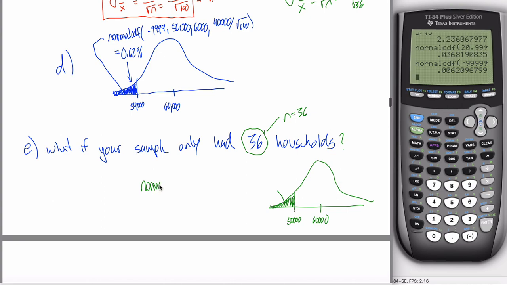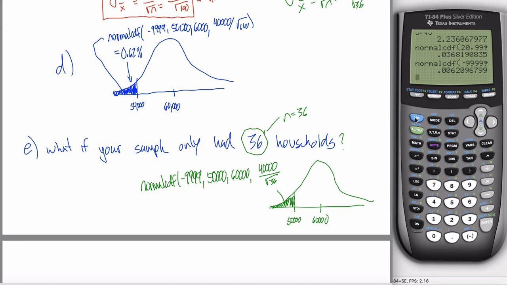It would still be normal CDF. Lower bound, still a negative bunch of 9s. Doesn't matter how many. Upper bound is still 50,000. Center is still 60,000. But here's where it differs. Instead of 40,000 divided by the square root of 100, it's 40,000 divided by the square root of 36.